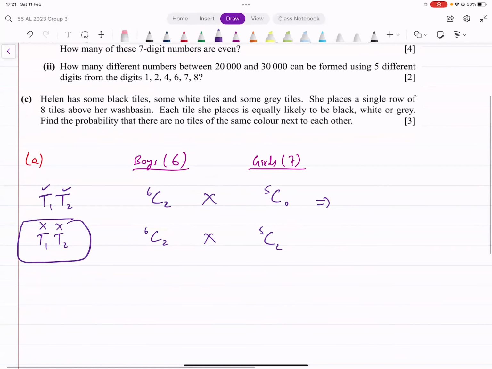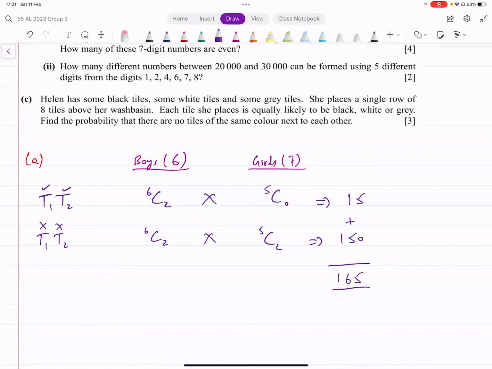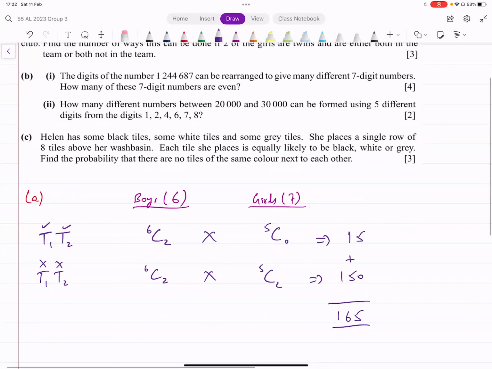6C2 is 15, I think. 15 times 1, which is 15. And the second case is 15 into 10, which is 150. And that gives you 165. Okay, that's the first part. Make sense? इसी तरह का हमने एक और question उसने भी किया था पहले. This is what you would do in this case. All right.